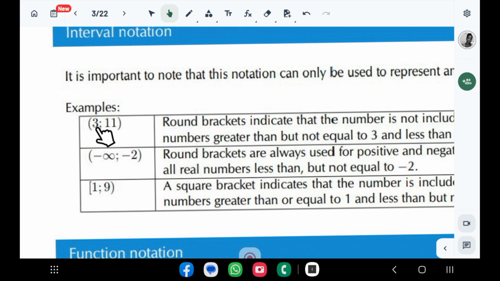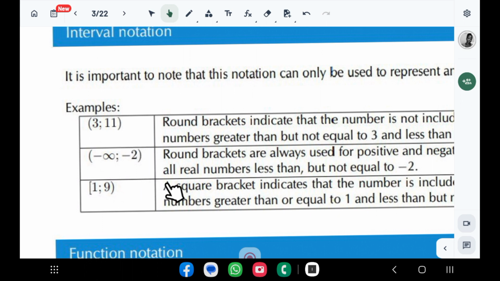A round bracket means that that number is not included. For example, in this case, your set is a set of real numbers between 3 and 11, but not including 3 and 11. So anything between the two numbers, but not including the endpoints.